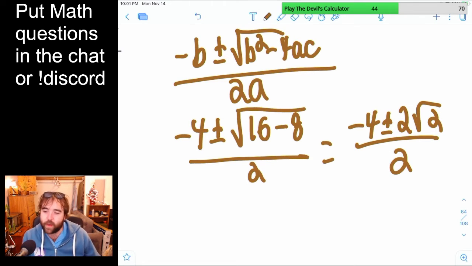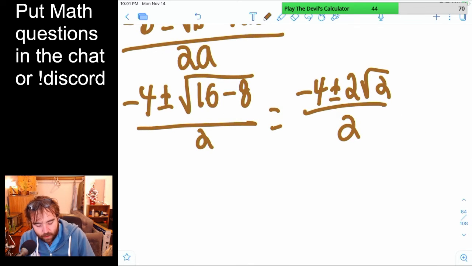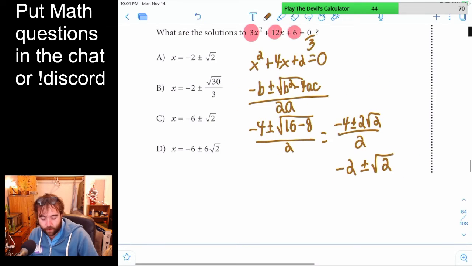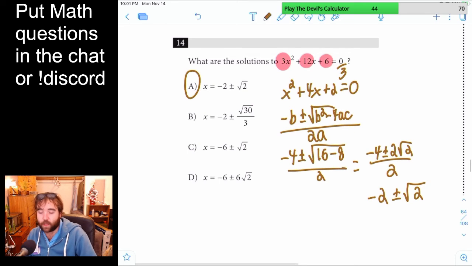And then now, even better, look at how there's a 2 in both of those numbers. So I can actually just cancel both of those out. Negative 4 divided by 2 is negative 2. 2 root 2 divided by 2 is just root 2. And there we go. Hopefully that's an answer. It is. A.